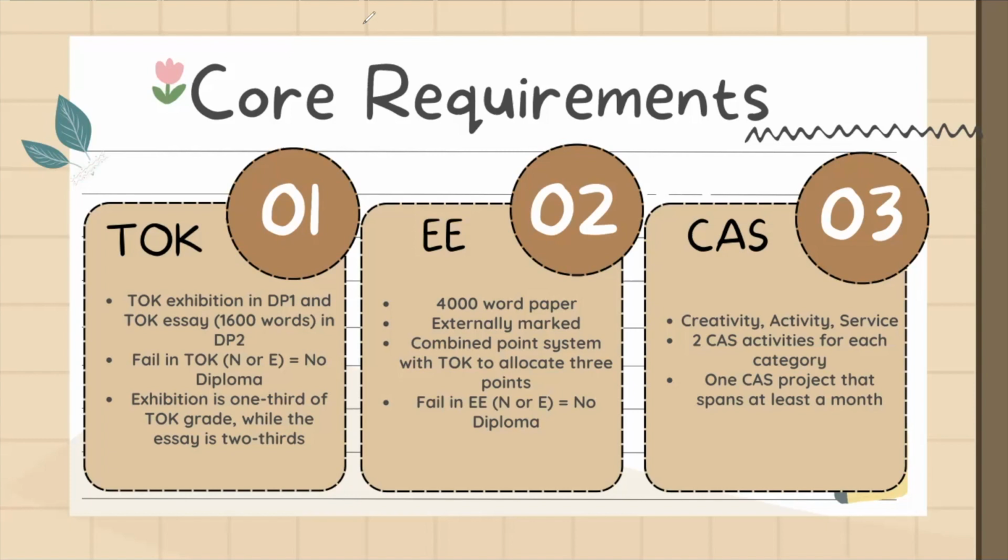So IB has to release them. And you'll choose one and discuss about it for 1,600 words. And if you fail in TOK, no diploma awarded. You'll have to pass in TOK.